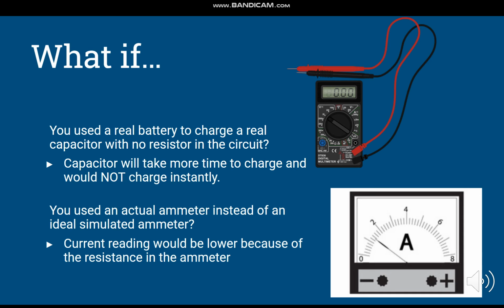What if you use a real battery to charge a real capacitor with no resistor in the circuit? Well, a capacitor will take more time to charge and would not charge instantly. And what if you use an actual ammeter instead of an ideal simulated ammeter? Current reading would be lower because of the resistance in the ammeter.